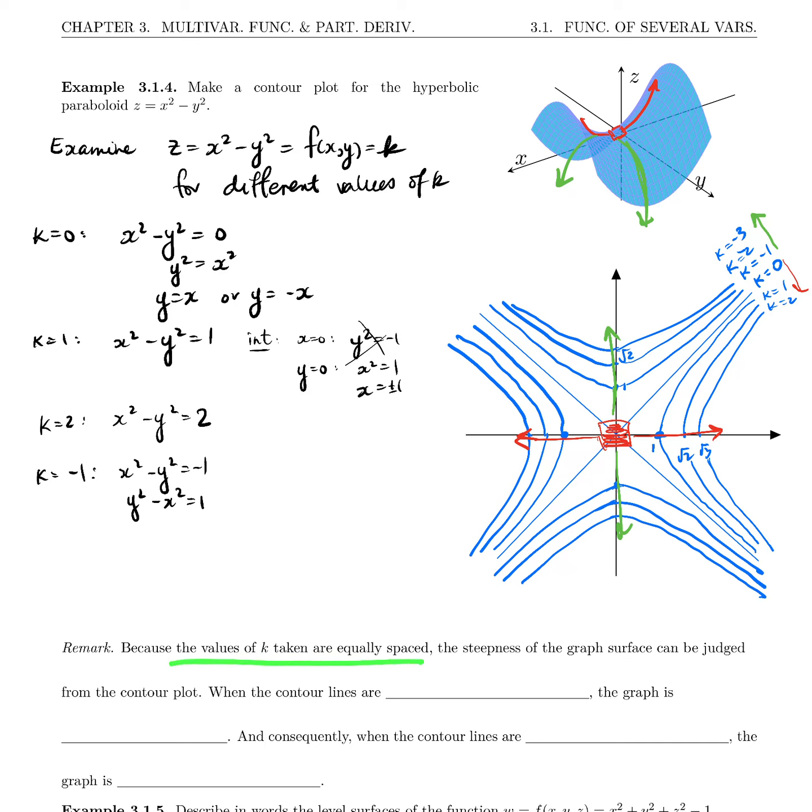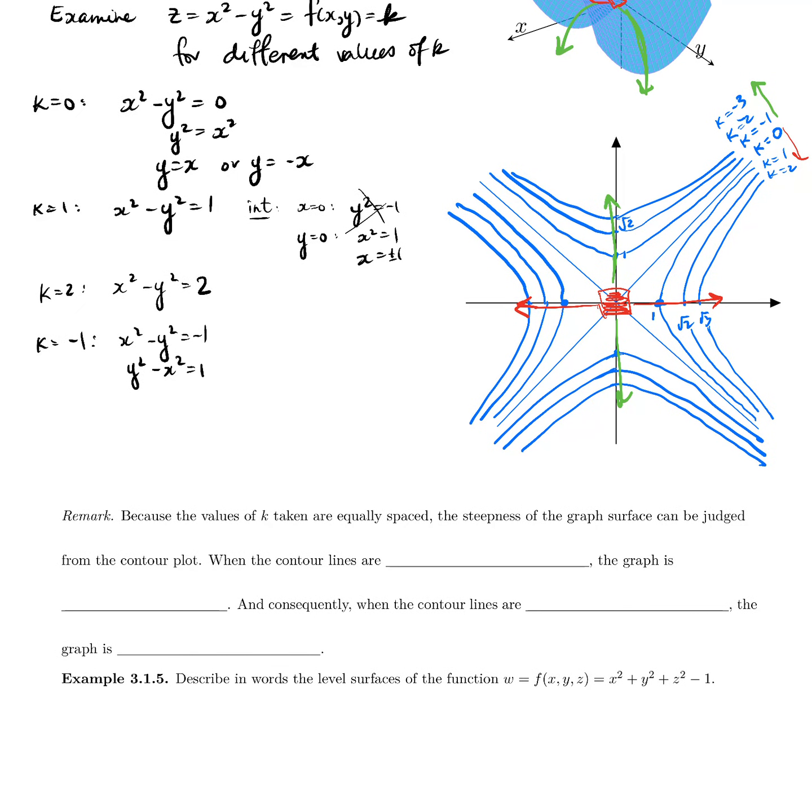Because the k values are taken as equally spaced, the steepness of the surface of the graph can be judged from the contour plot. When the contour lines are closer together, then the graph is getting steeper. And consequently, when the contour lines are further apart, then the graph is getting less steep.